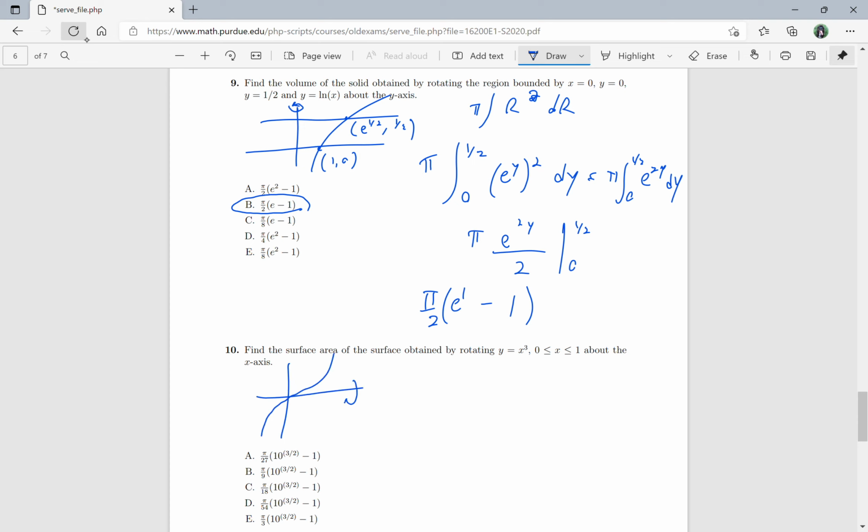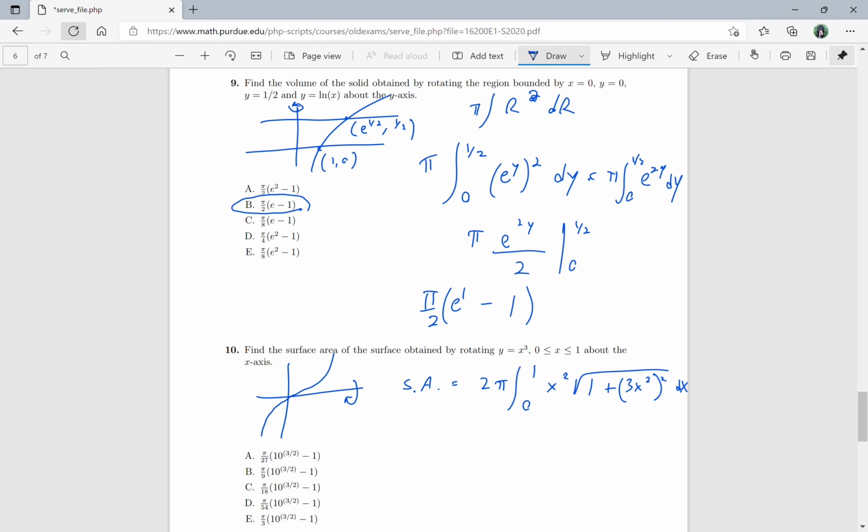Find the surface area of the region rotating y equals x cubed about the x-axis. So rotating that about the x-axis, that's going to be a surface area of 2 pi integral from 0 to 1 of the height of the surface, x cubed, times its distance formula, square root of 1 plus the derivative of y equals x cubed, which is 3x squared, squared.